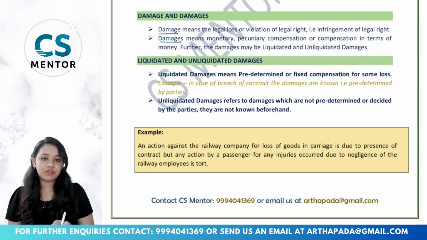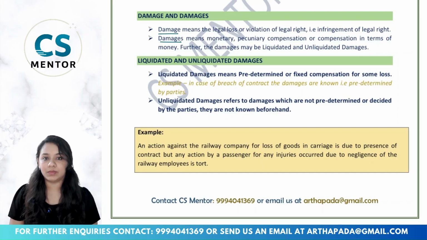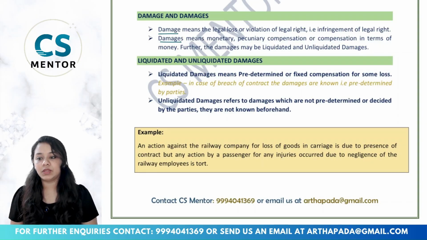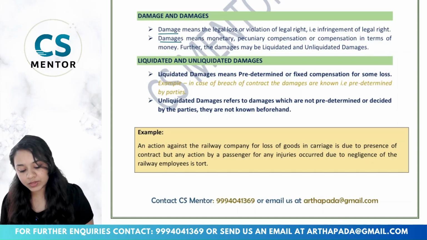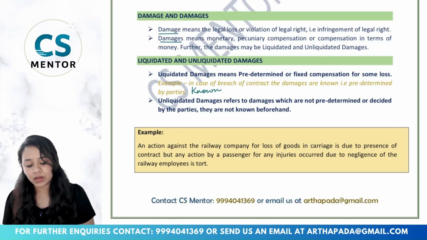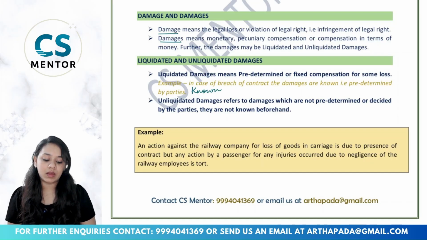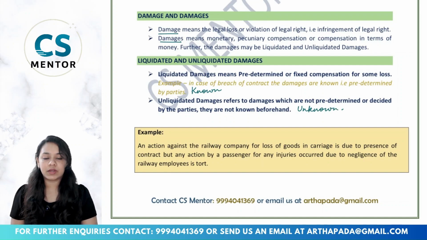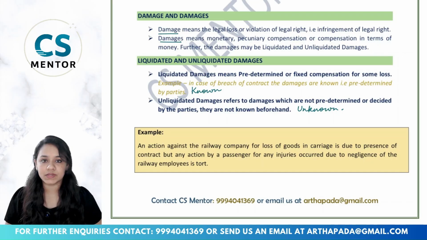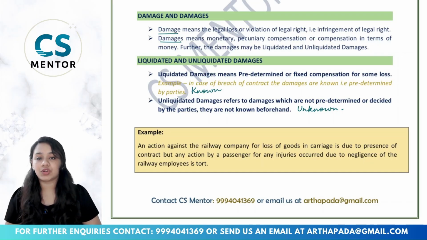Now, there is a difference between liquidated and unliquidated damages. Liquidated damages simply means that there is a fixed or a known sum of money. Liquidated is simply a case of known sum of money. And unliquidated is basically an unknown sum of money. And in some cases, especially in contract, the contract itself will say if there is a breach of contract, then the breaching party has to pay so much money to the other person. So a known sum of money is already provided.